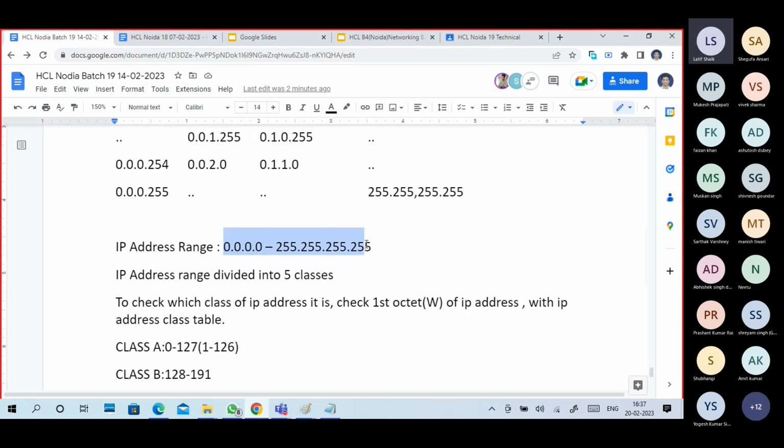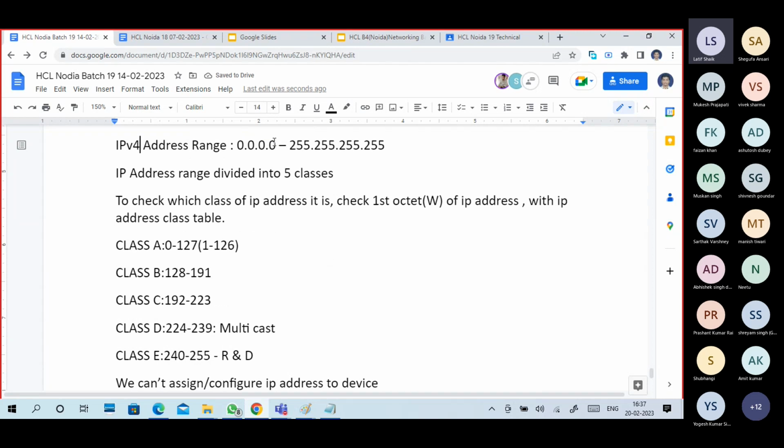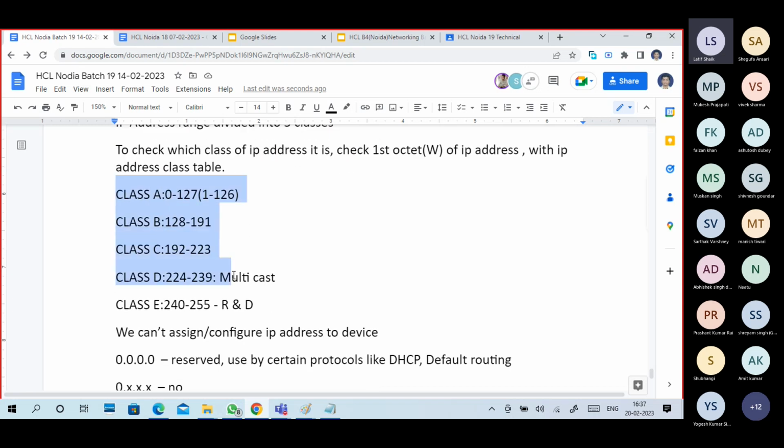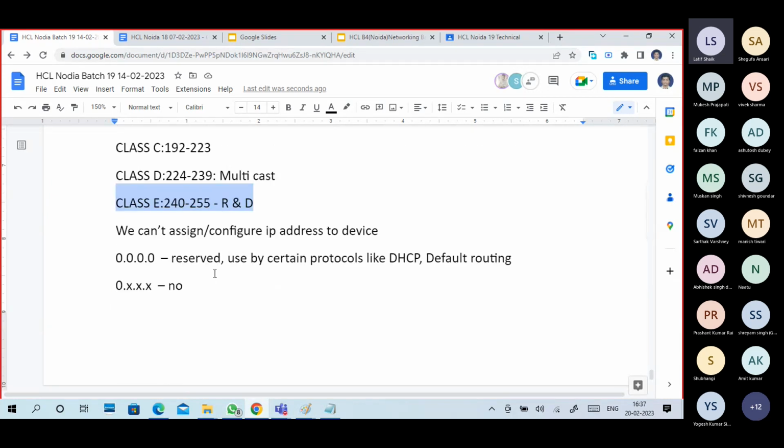This is the total IPv4 address range: 0.0.0.0 to 255.255.255.255. The IP address range is divided into five classes. Class A 0 to 127, class B 128 to 191, class C 192 to 223, class D 224 to 239, class E 240 to 255. Class E is R&D type, meaning it is not released to the public. It may be used in some cases or released in the future. That is reserved for future purposes.